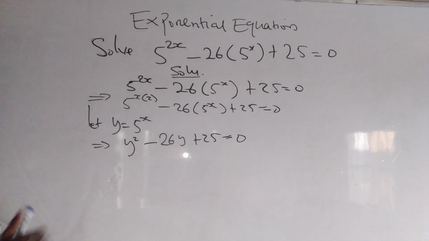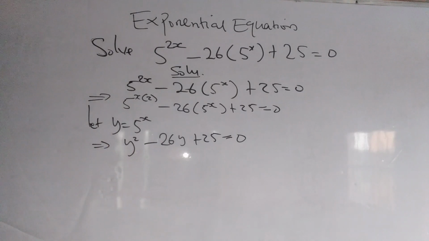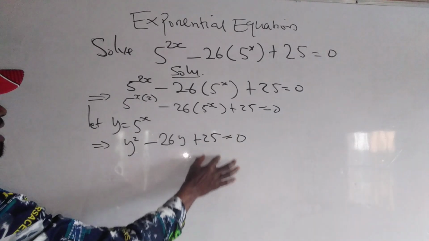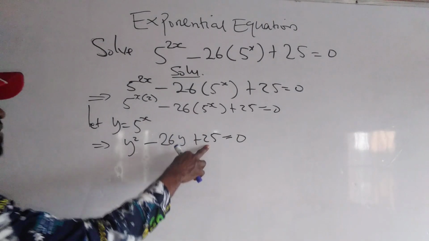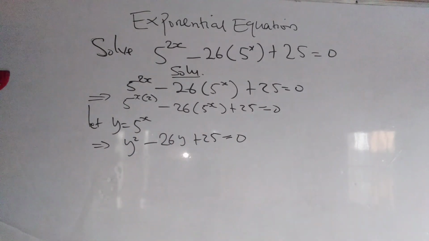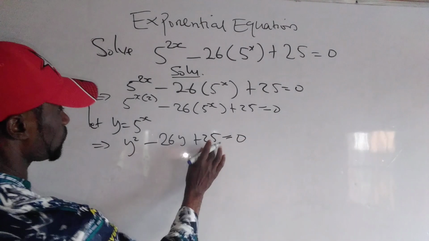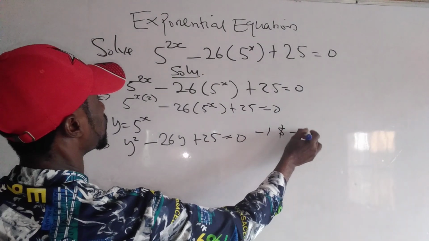So what do you observe? You observe this becomes a quadratic equation. In a quadratic equation, we are targeting finding the values of y. So how do we do that? Now look at this 25, factorize 25 such that you come up with two factors that if you multiply, you're going to end up having 25, and if you add, you have minus 26y. So for 25, that is going to be minus 1 and minus 25.